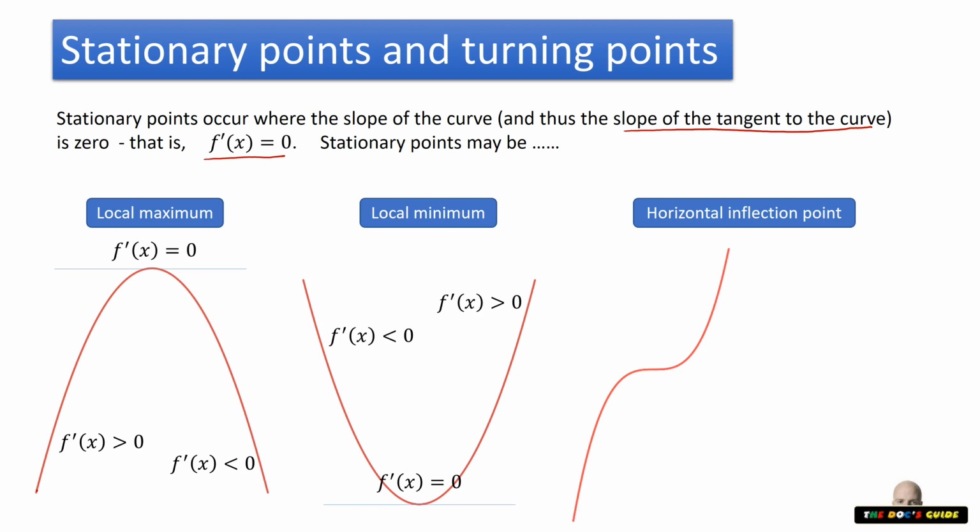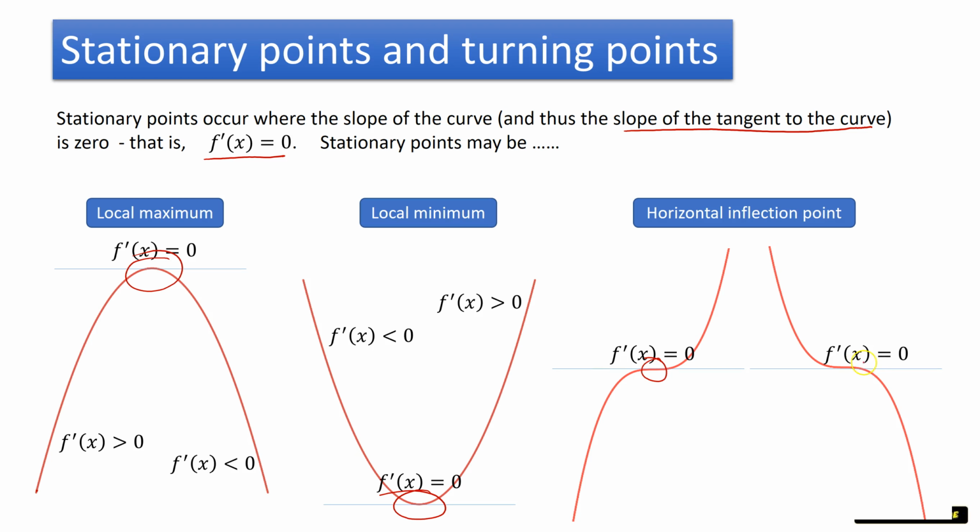But for horizontal inflection points, we've got two possibilities, this or this. For these, we definitely have a point where the slope of the curve is equal to zero, so that means we have a horizontal tangent. But you'll notice that in the previous cases, the tangent just touched the curve at one point and continued on. Here it's touching at one point, but it's a little bit more. It's actually crossing the curve, and that's what makes it an inflection point. We'll see that that has some other significance later on.